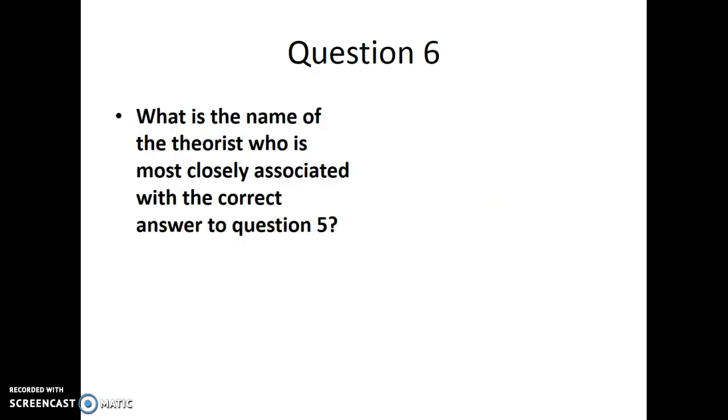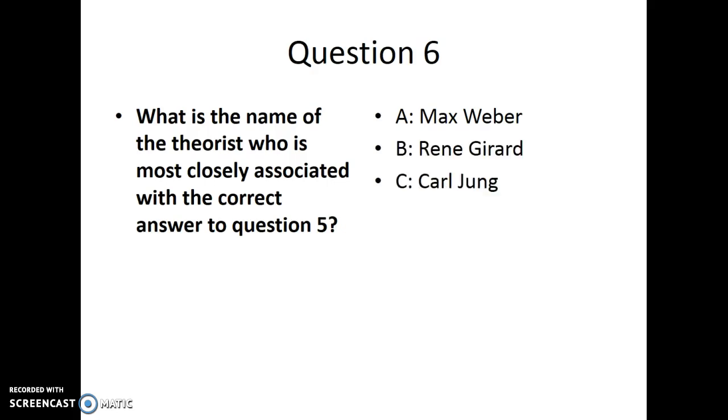Question 6. What's the name of the theorist who's most closely associated with the correct answer to the previous question? A. Weber. B. Girard. C. Jung. D. Freud. Or E. None of the above.